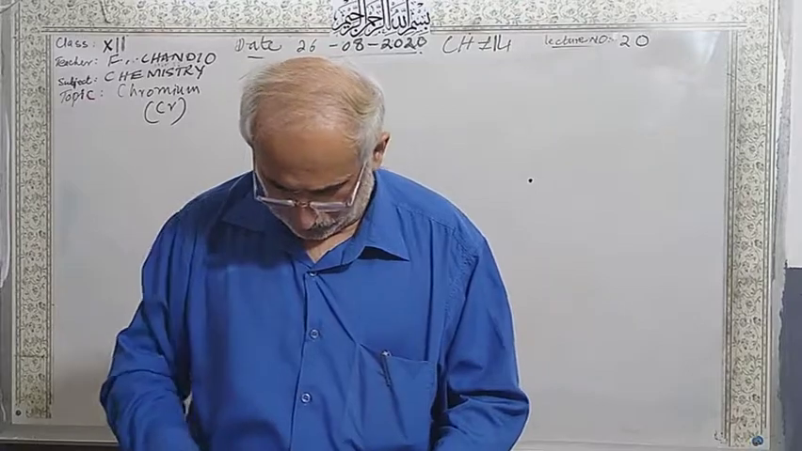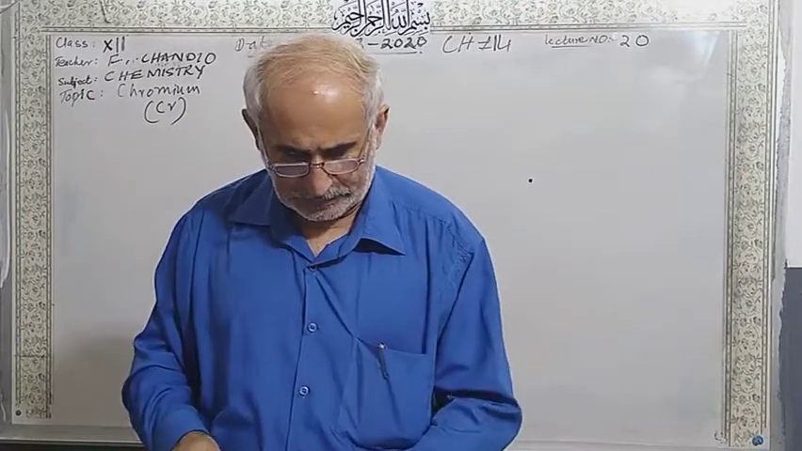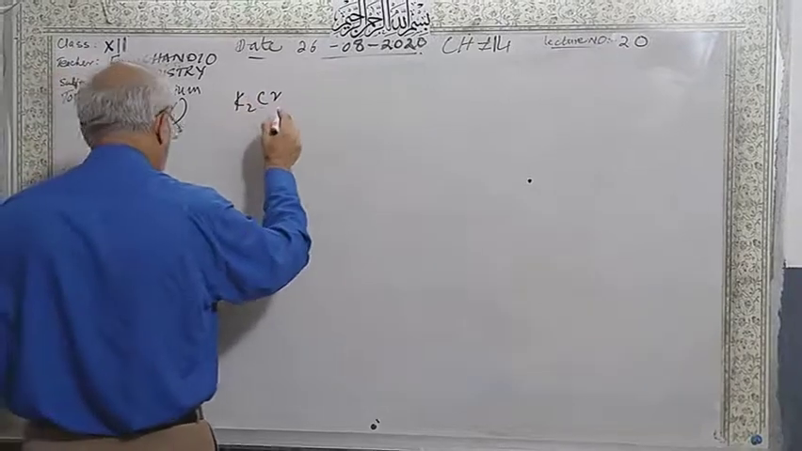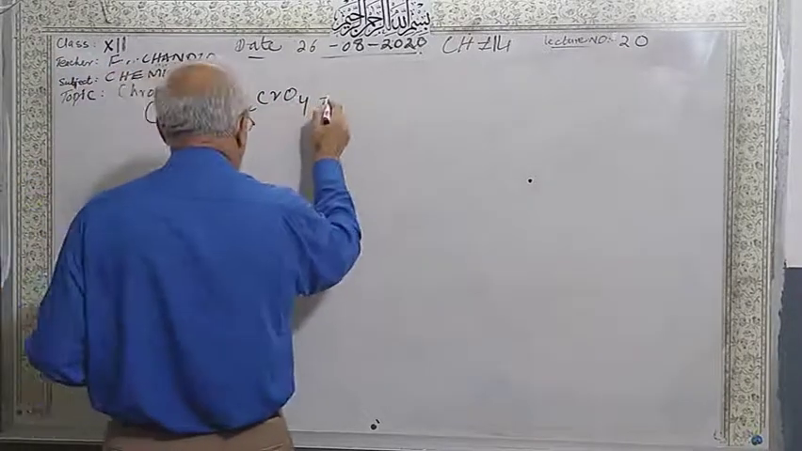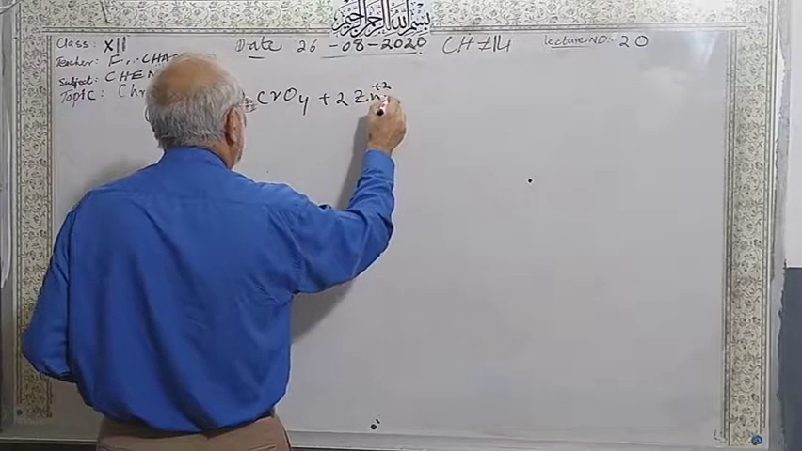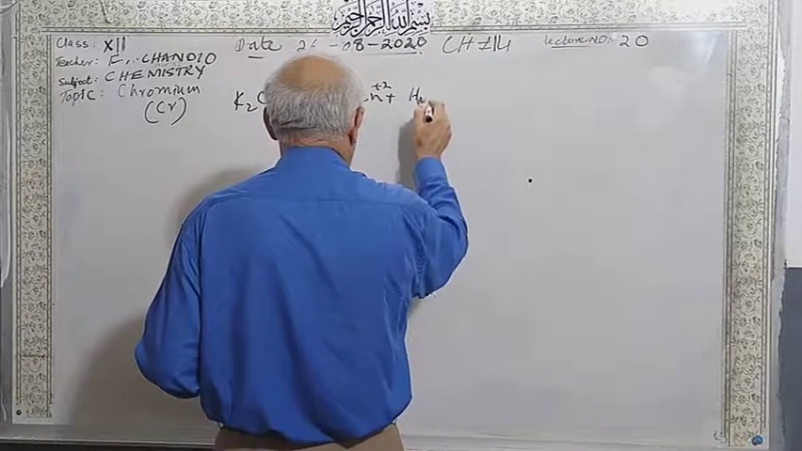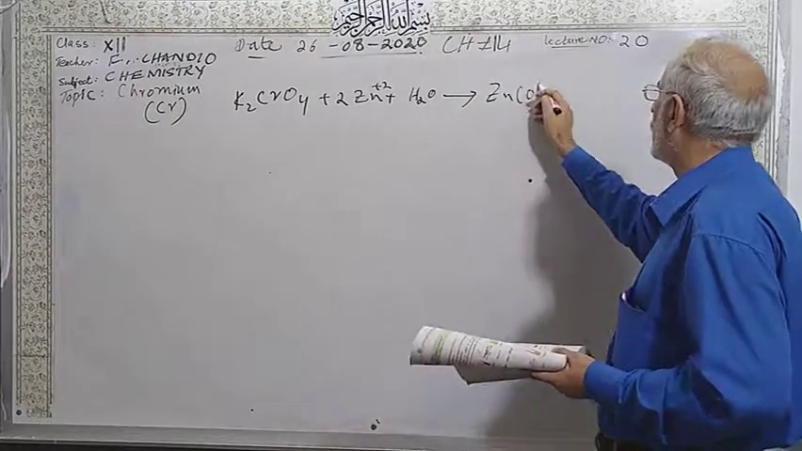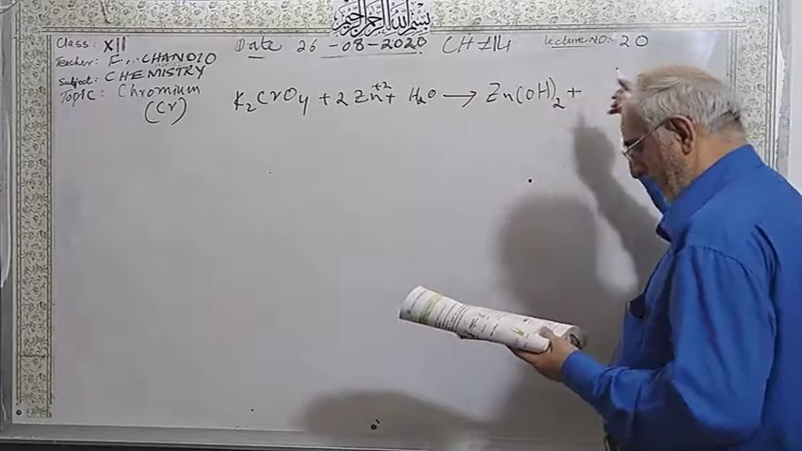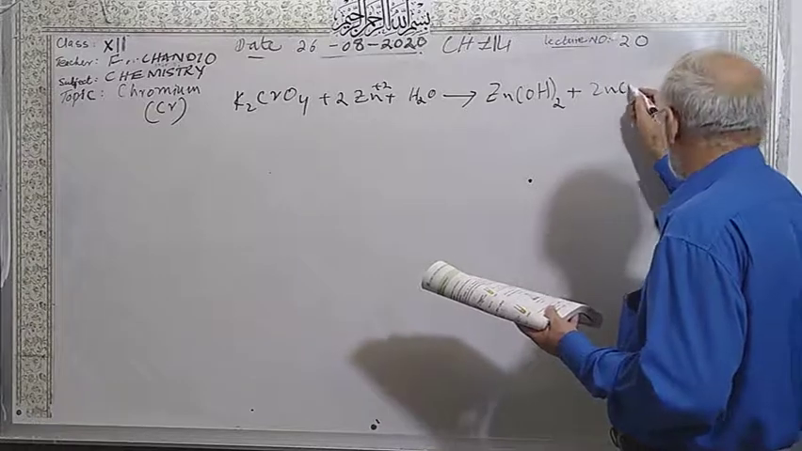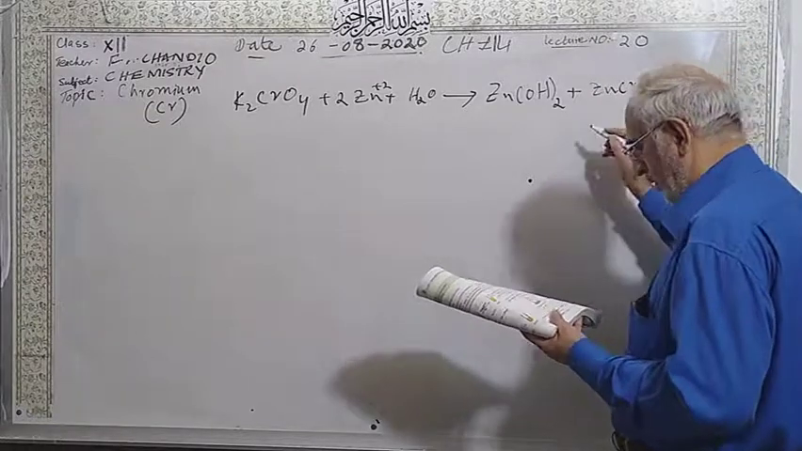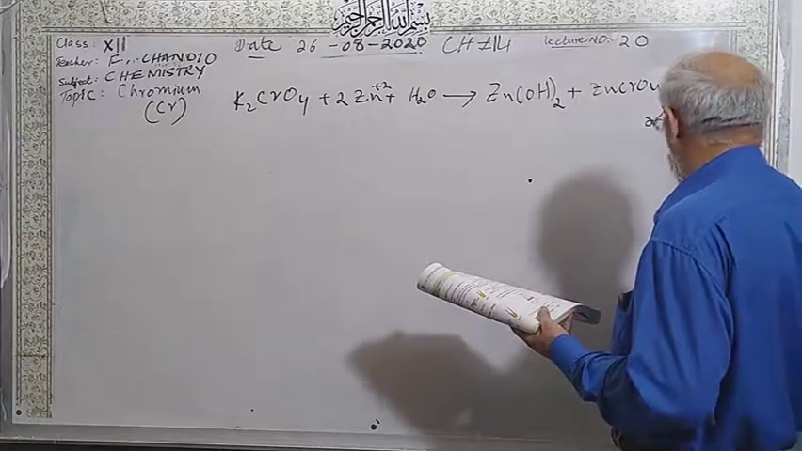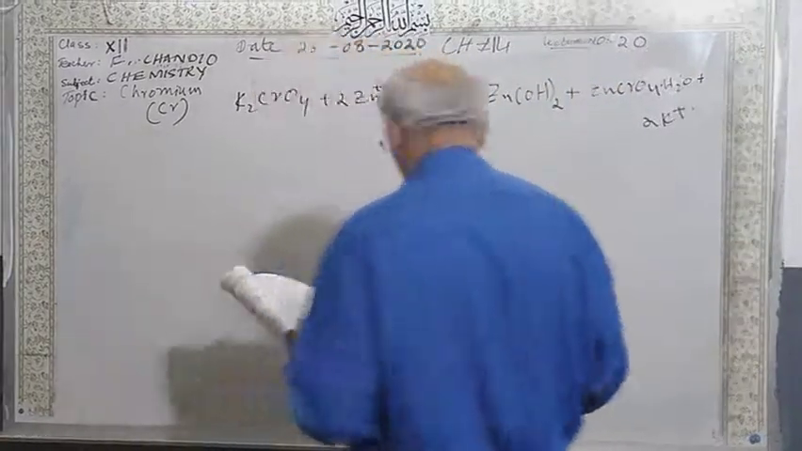When potassium chromate reacts with zinc ions in the presence of water, you will get zinc hydroxide and zinc chromate: zinc hydroxide, zinc chromate, 1 water molecule, and potassium ions are going to be formed.